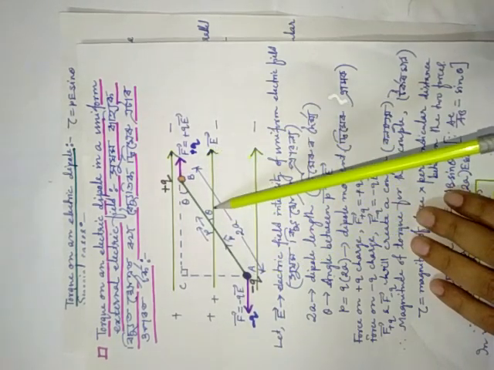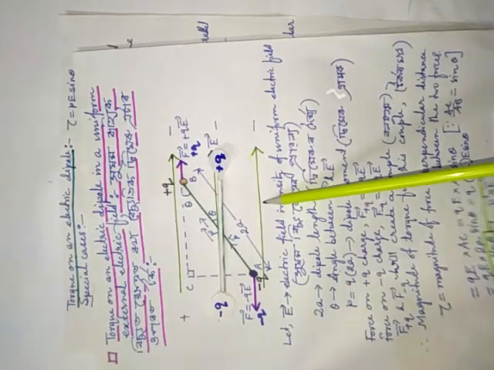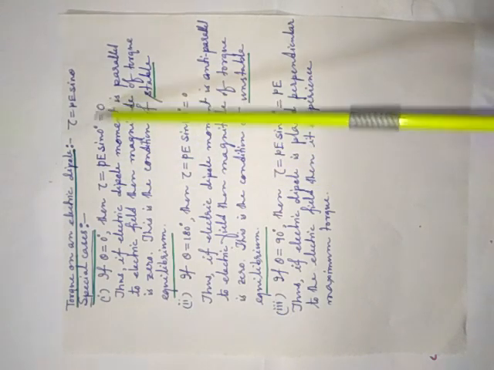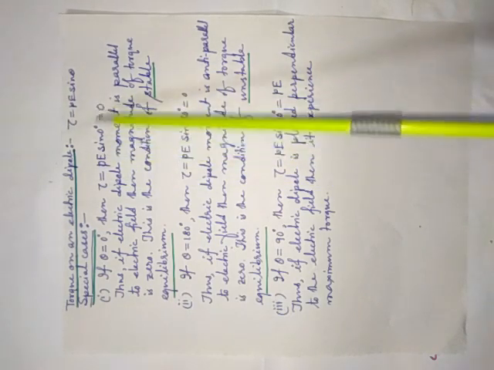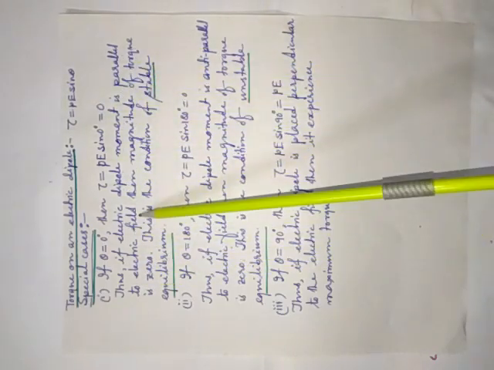If theta equal to 0, that means if the dipole is parallel to the electric field, then what will happen? See here, tau is equal to P E sine 0 degree. That means tau is equal to 0, torque is 0, which means there is no turning effect. Thus, if the electric dipole moment is parallel to the electric field, then the magnitude of torque is 0. This is the condition of stable equilibrium.